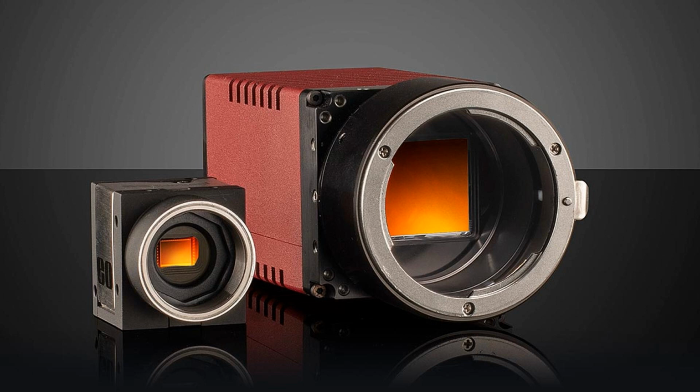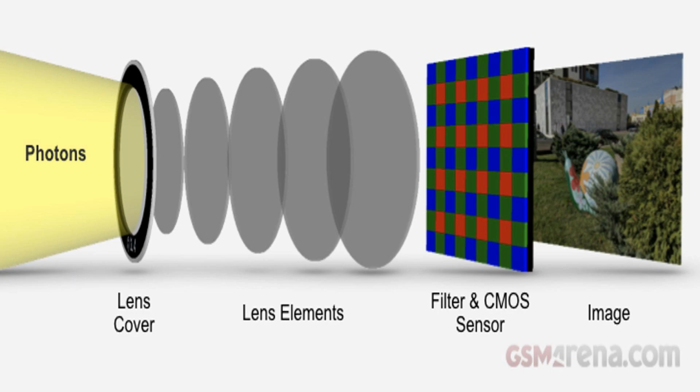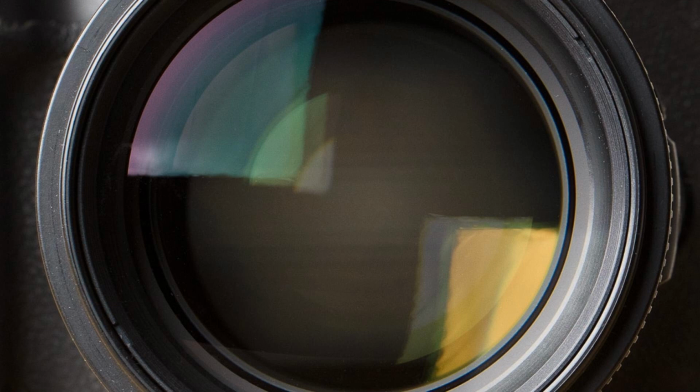Once the light is converted to an electrical signal, it can be stored on a memory card or external storage device to be processed and displayed later. In the next section, we will explore the role of lenses in controlling the light that enters the camera.